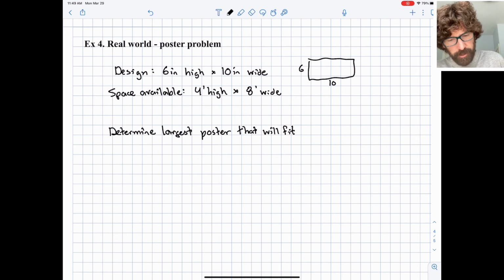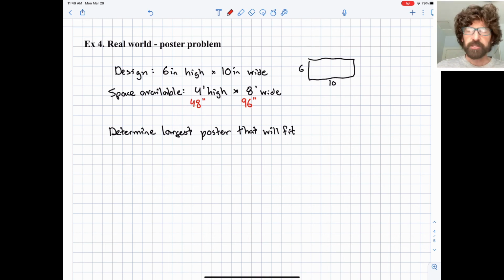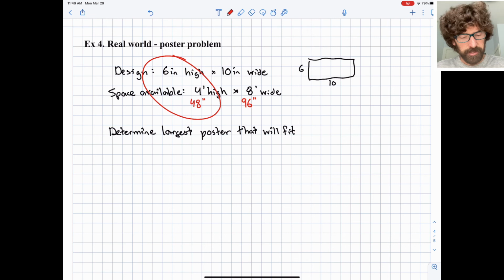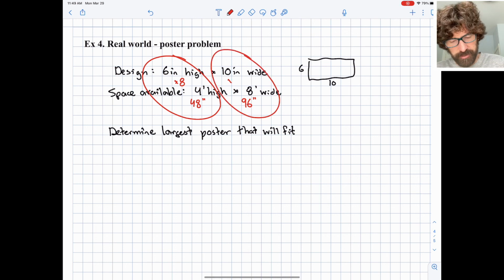So let's change our space available to 48 inches, and 8 times 12 is 96 inches wide. Okay, just to make sure we have consistent units. So if we just worked with the height and scaled things up just by the height, we could scale it up 8 times, okay? So we could do times 8. If we just worked with the width, we could scale it up 96 divided by 10, which is times 9.6.